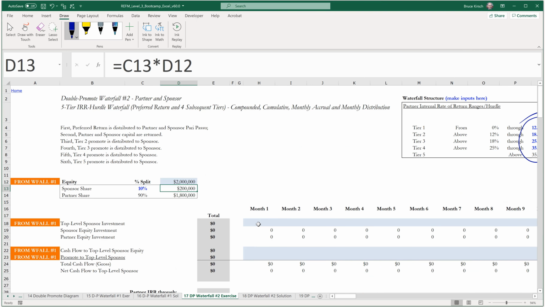The next thing that we're going to do is we're going to bring over the top-level sponsor investment amount from Waterfall number 1.